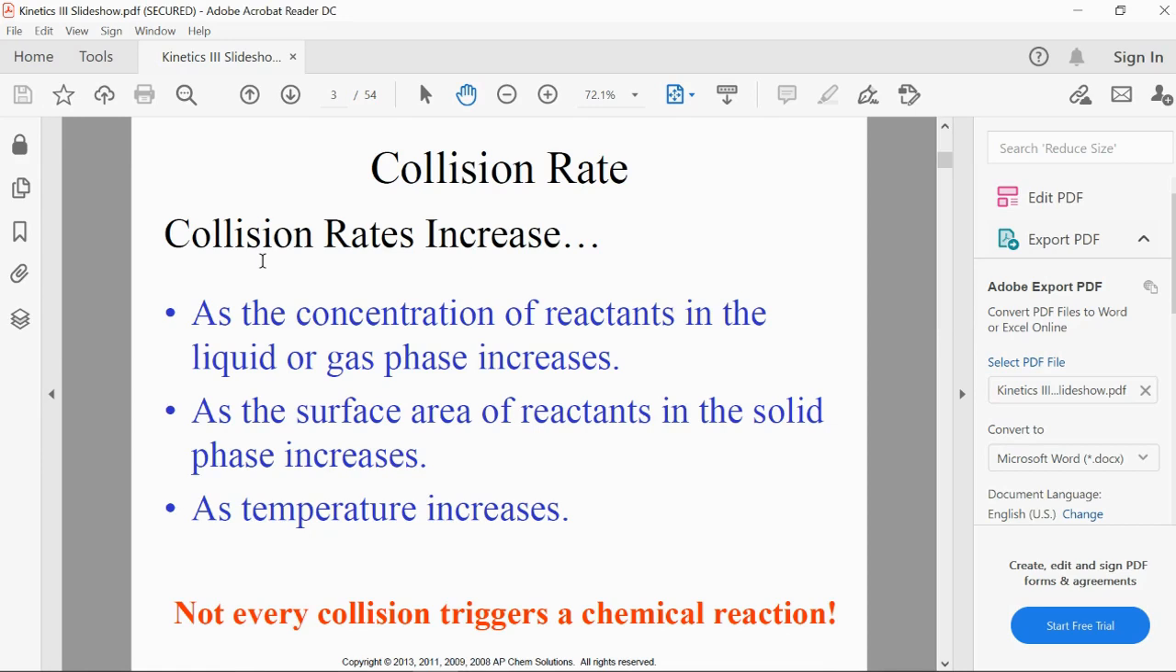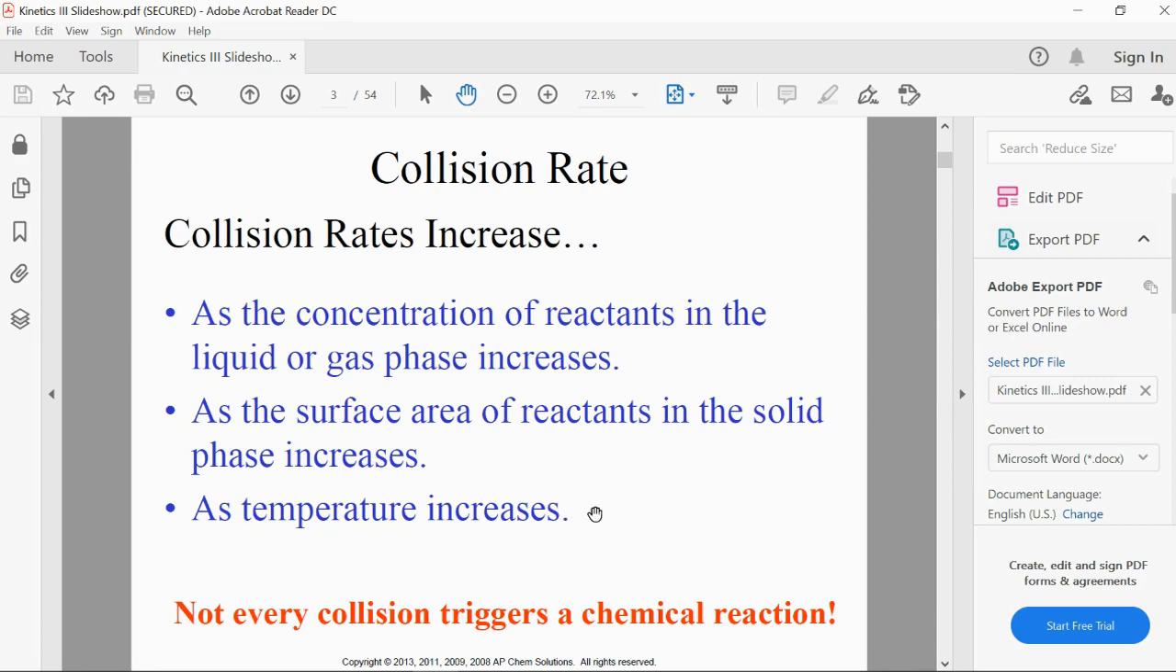So by increasing concentration, specifically in liquid or gas phase, we're increasing the chance that those collisions are going to happen. If we're talking about a reactant that's in solid phase, if we increase the surface area, you're just providing more locations for collisions to happen. So if it's in solid phase, then by crushing it up, not leaving it as a solid cube, but crushing it up into smaller pieces, that's going to increase the surface area. That can increase the rate of collisions.